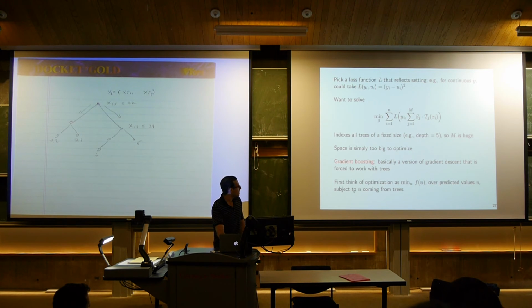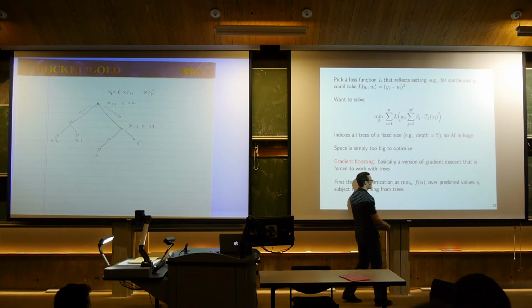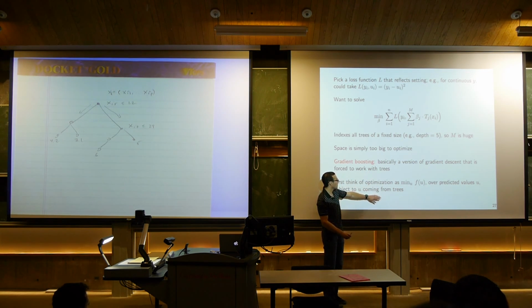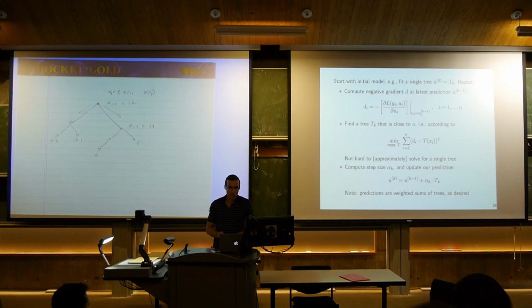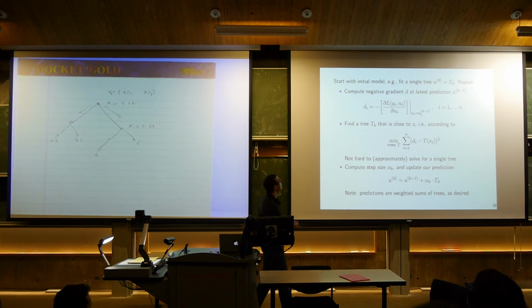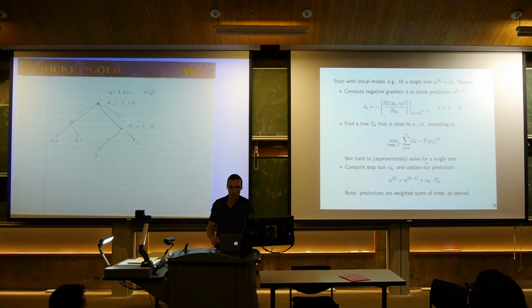But then I have a restriction that u has to come from a sum of trees. I haven't written that into this problem, but I'm really minimizing over all possible predictions I could make, subject to them coming from an additive sum of trees, which is kind of a weird constraint. So here's what gradient boosting does. We start with a single tree. We can call that tree T naught, and set the initial predictions to be equal to what comes from that tree.